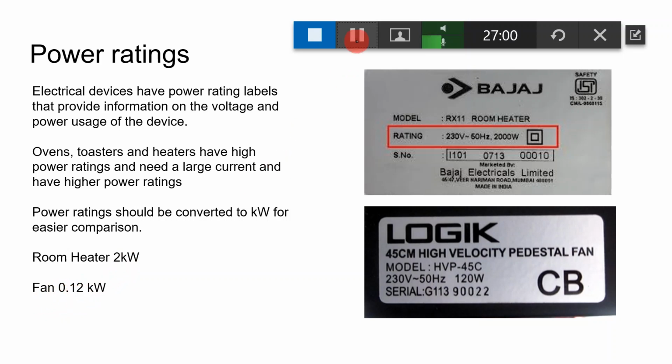So that is power, and that is how you measure power and how you go about calculating power.